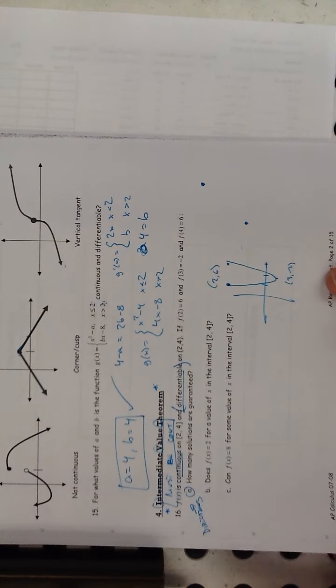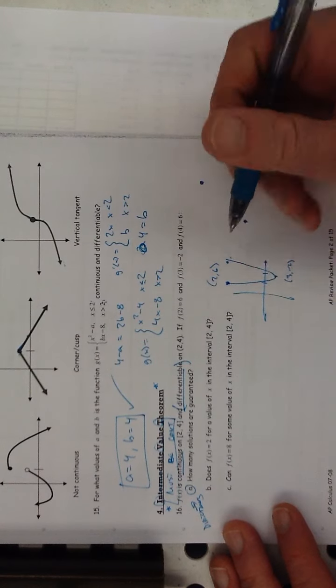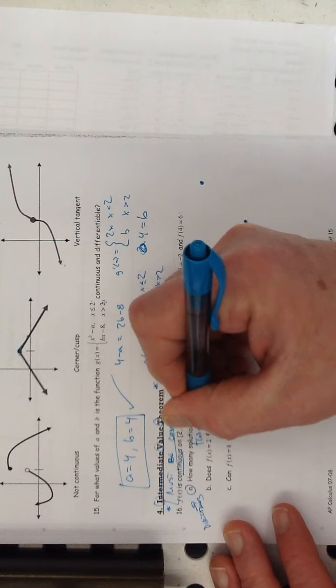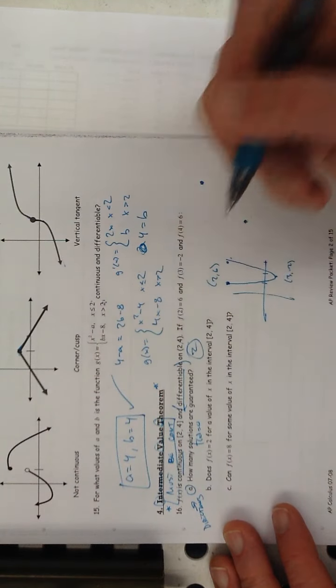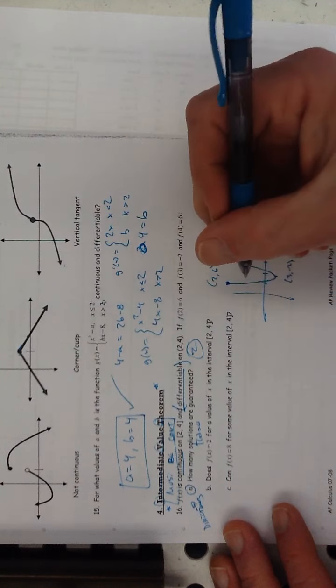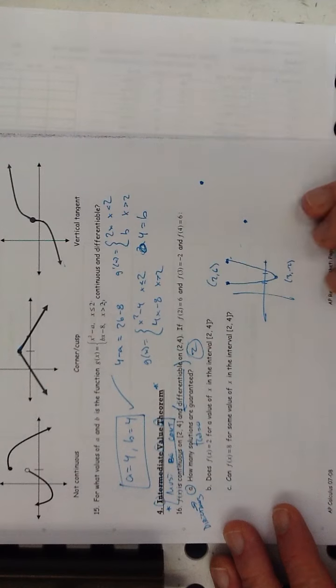Right, must be continuous. Okay, so how many solutions are guaranteed? It's got to cross 0 if we say solutions to f of x equals 0. Twice, because it's going from positive 6 to negative 2, so it's got to cross everything in between, including 0, and then cross it again on the way back up.